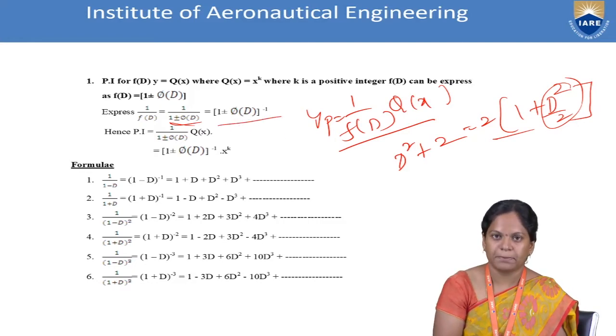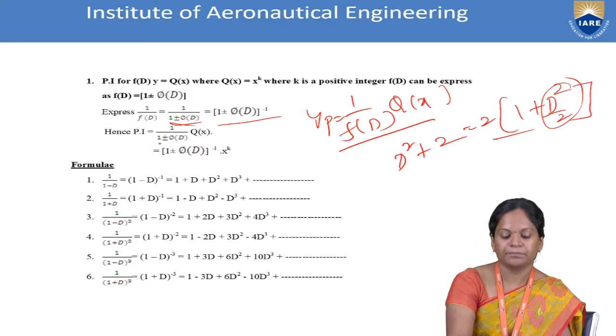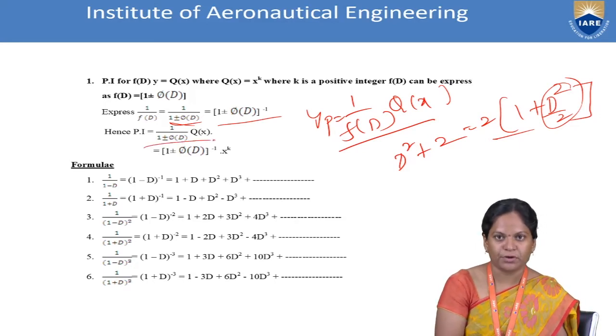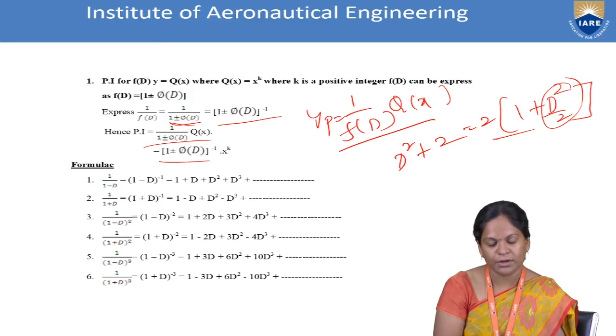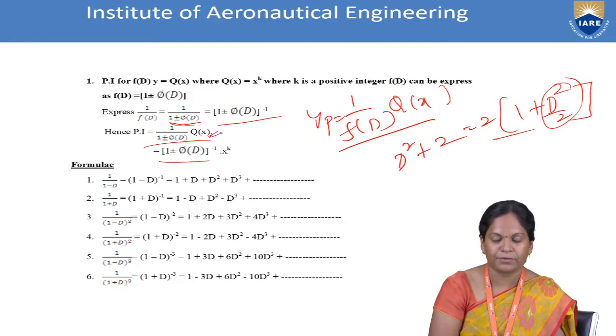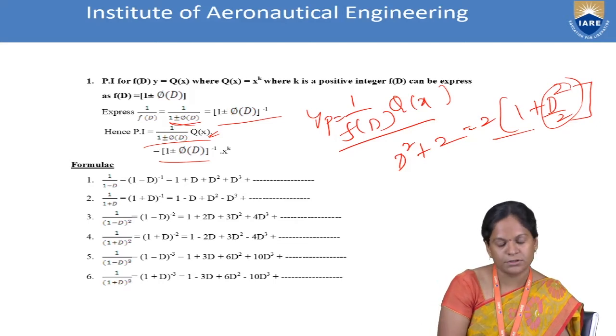Sometimes we'll get plus phi of d or sometimes we'll get minus phi of d whole inverse. Hence the particular integral becomes 1 by 1 plus or minus phi of d into q of x, that is 1 plus or minus phi of d whole inverse into x power k. Here q of x, in this case we consider only x power k. Only when q of x is x power k, we follow this procedure.